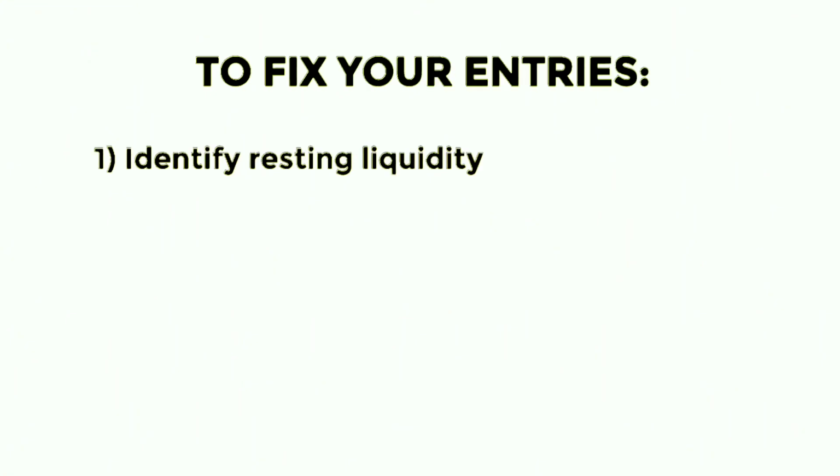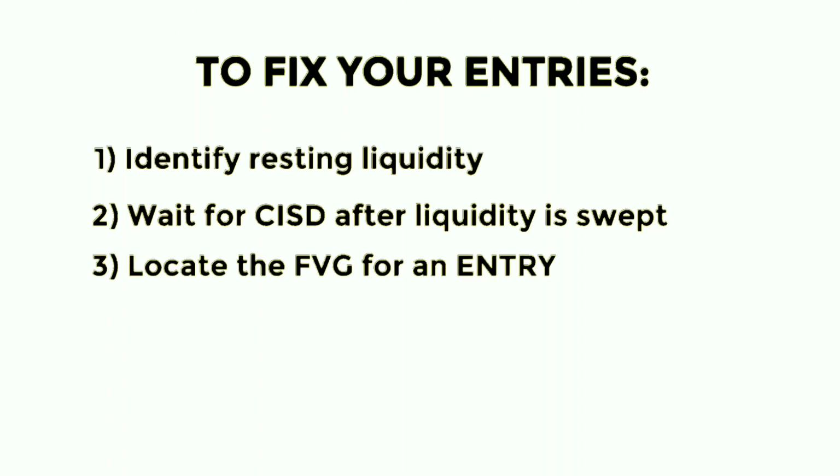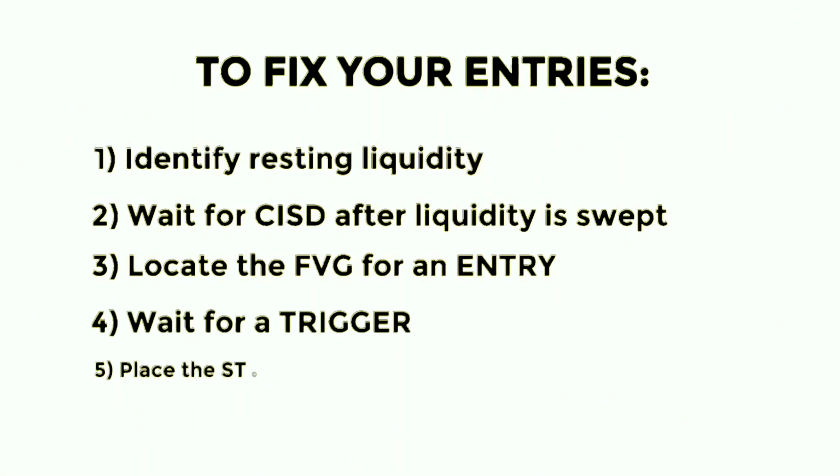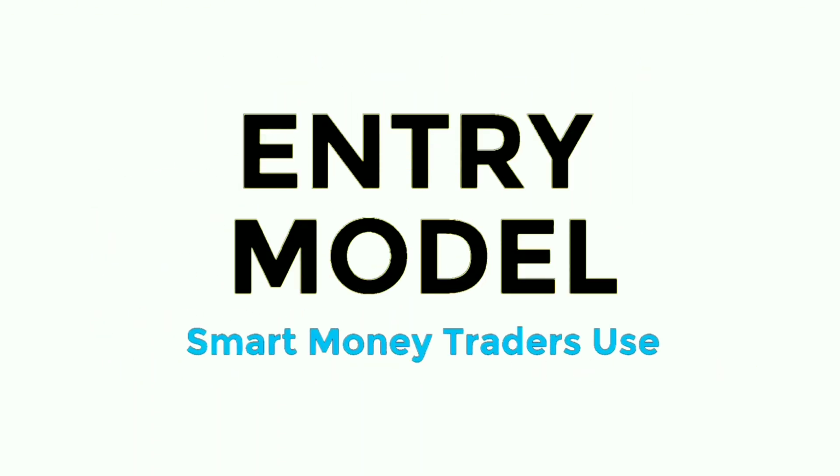To fix your entries, start with identifying where liquidity lies. Wait for a CISD after the liquidity is swept. Locate the fair value gap that price might return back to. Wait for a trigger like a rejection wick or breaker block to enter. Place your stop beyond the structure that invalidates your bias. That's the entry model smart money traders rely on daily.